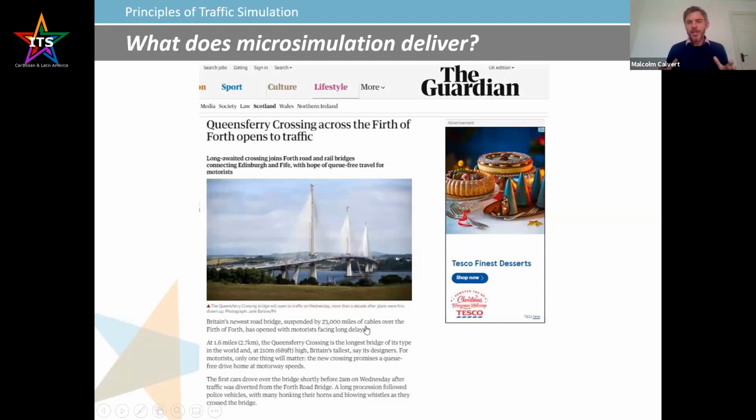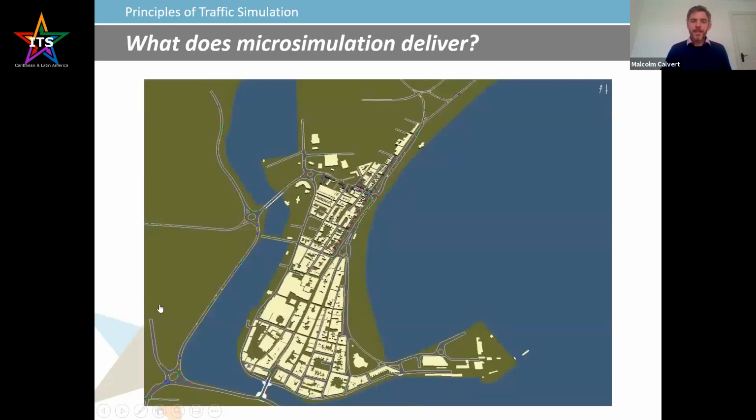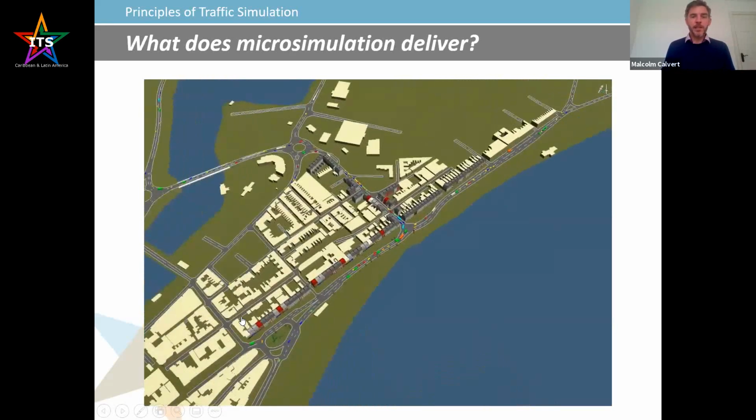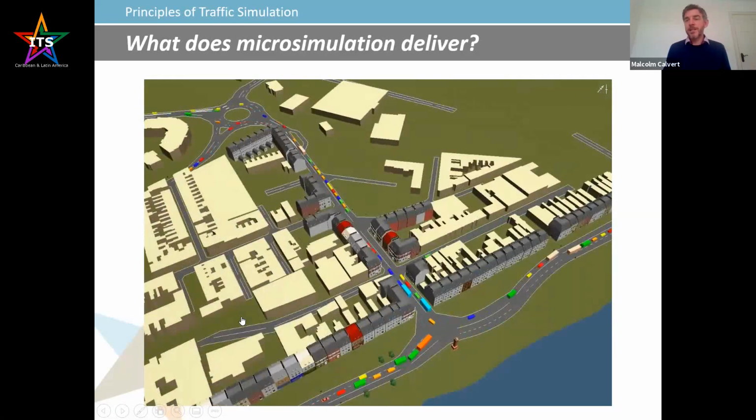This was a new river crossing across the Forth estuary, a very significant project, which again, the microsimulation was used to test that it would work effectively. And another use of traffic simulation is large events. And this was the Olympic Games in 2012.